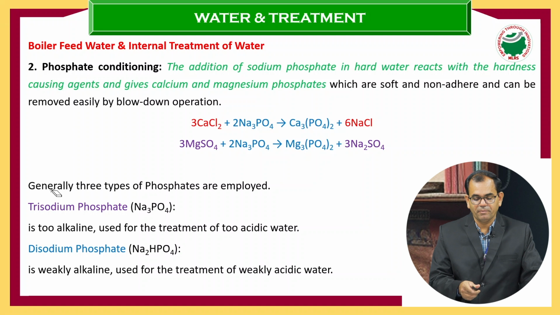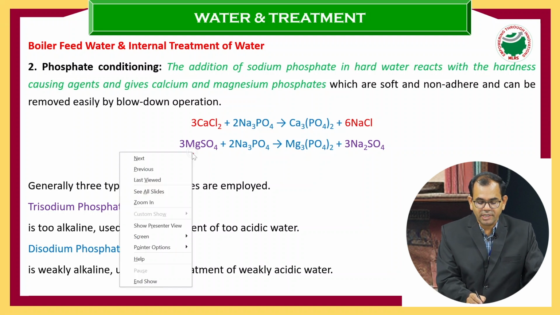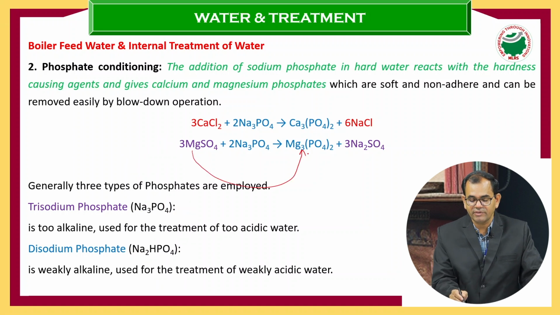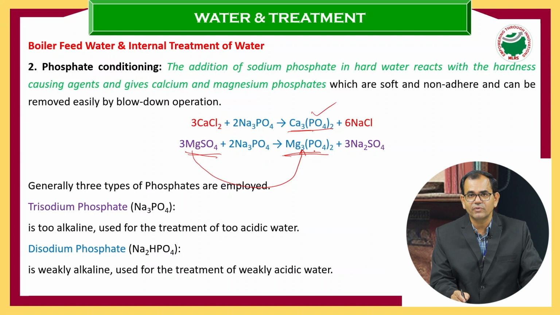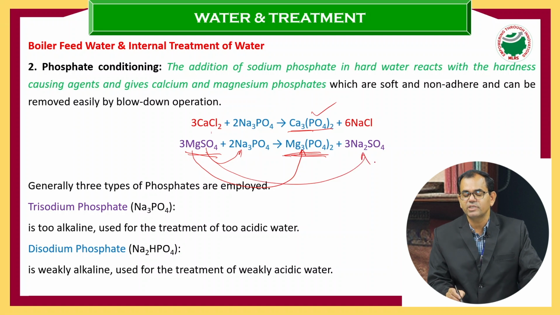Let us see the second example, magnesium sulfate. The magnesium metal ion is conjugated with the phosphate of trisodium phosphate, giving magnesium phosphate. In the earlier case, trisodium phosphate was converted into calcium phosphate. Now in this magnesium sulfate case, magnesium has been complexed with the phosphate and a magnesium phosphate group has been formed. The sulfate ion has been conjugated with sodium of this trisodium phosphate, and ultimately it is giving sodium sulfate.